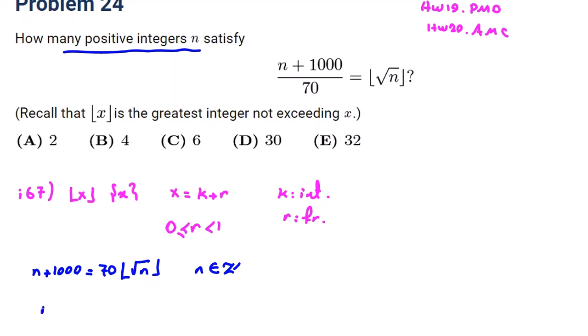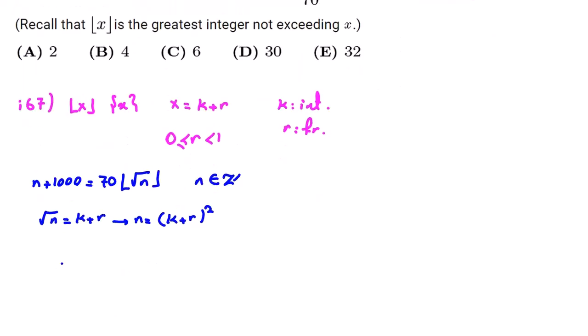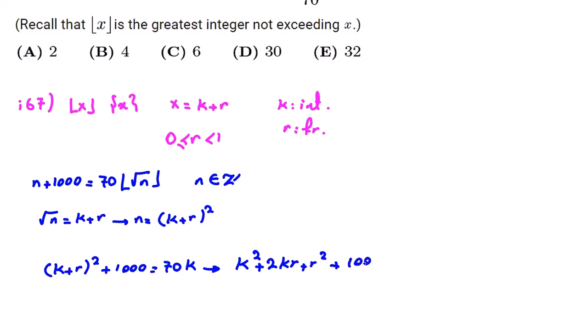The other thing, we know n is an integer, so it doesn't have any fractional part, but root n, here we have floor. So we can say root n equals k plus r. And then n equals what? k plus r whole squared. Okay? And then we can say n is k plus r whole squared plus 1000 equals what? 70 times the floor of this, which is 70k. Now, k squared plus 2kr plus r squared plus 1000 equals 70k.